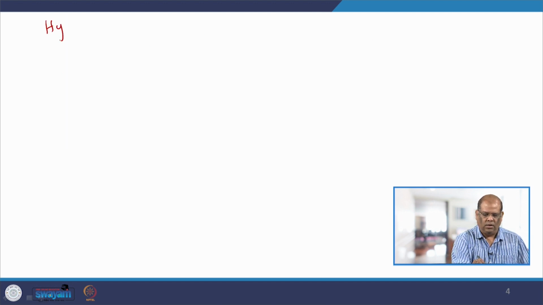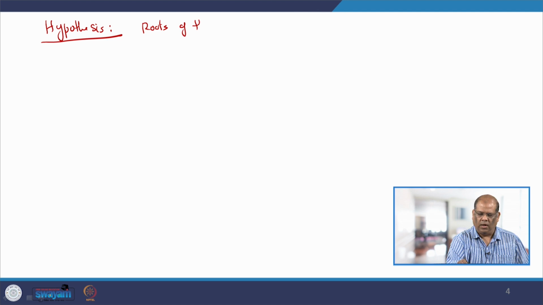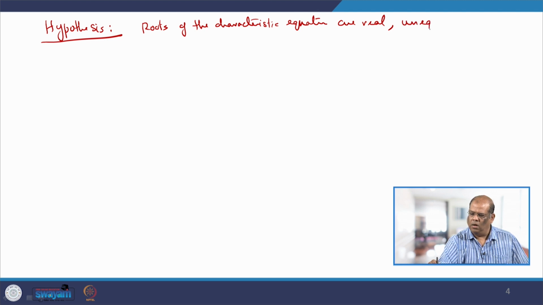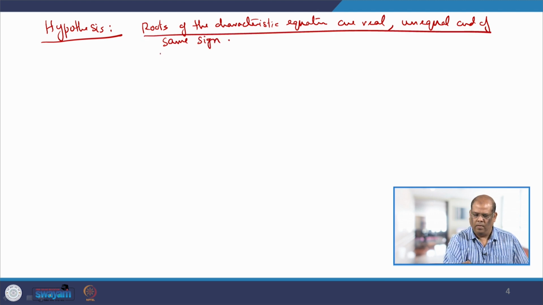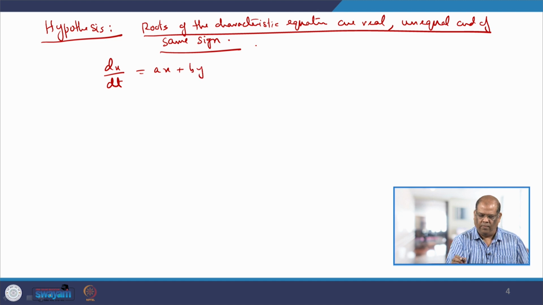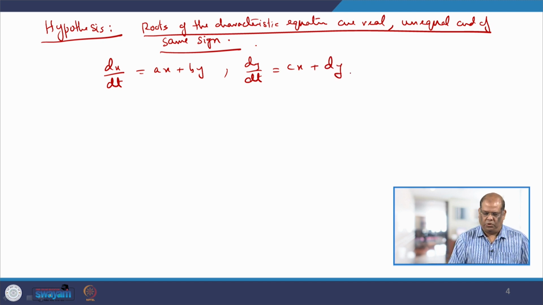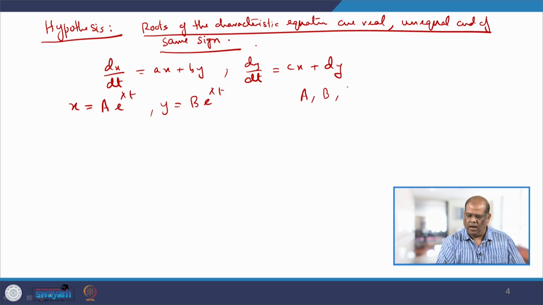Now, let us come to the proof. So, the hypothesis is that the roots of the characteristic equation are real, unequal, and of same sign. So, we consider a linearized version of the autonomous system, that is dx/dt equal to Ax plus By, and dy/dt equal to Cx plus Dy. So, we assume the solution of this be of the form x equal to a e to the power lambda t and y equal to b e to the power lambda t, where a, b, lambda, they are constants.